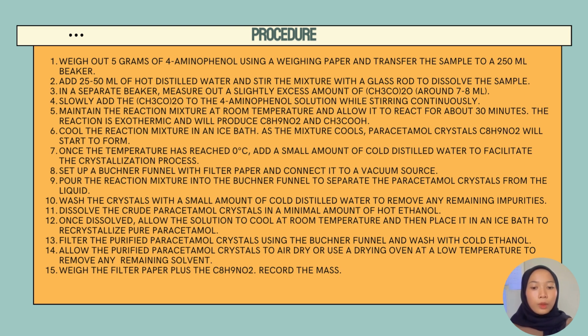Dissolve the crude paracetamol crystals in a minimal amount of hot ethanol. Once dissolved, allow the solution to cool at room temperature and then place it in an ice bath to recrystallize pure paracetamol. Filter the purified paracetamol crystals using the Buchner funnel and wash with cool ethanol. Allow the purified paracetamol crystals to air dry or use a drying oven at low temperature to remove any remaining solvent. Weigh the filter paper plus the paracetamol and record the mass.